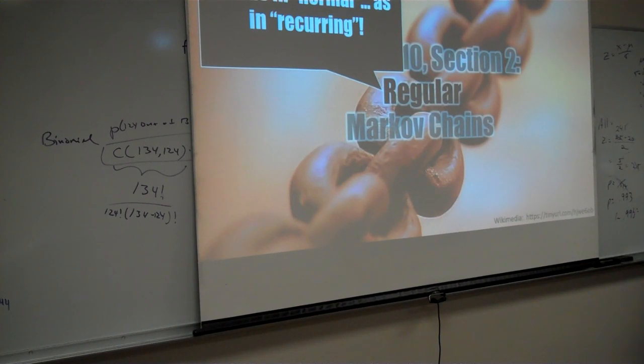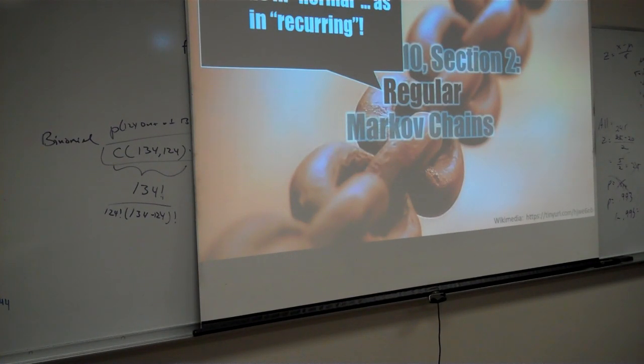We're going to be talking about, in section 10.2, a variation on what we've been doing so far. This is going to be called regular Markov chains. This word regular could be kind of misleading. It doesn't mean regular like this is the normal one. This is regular as in recurring. It gets into a pattern.